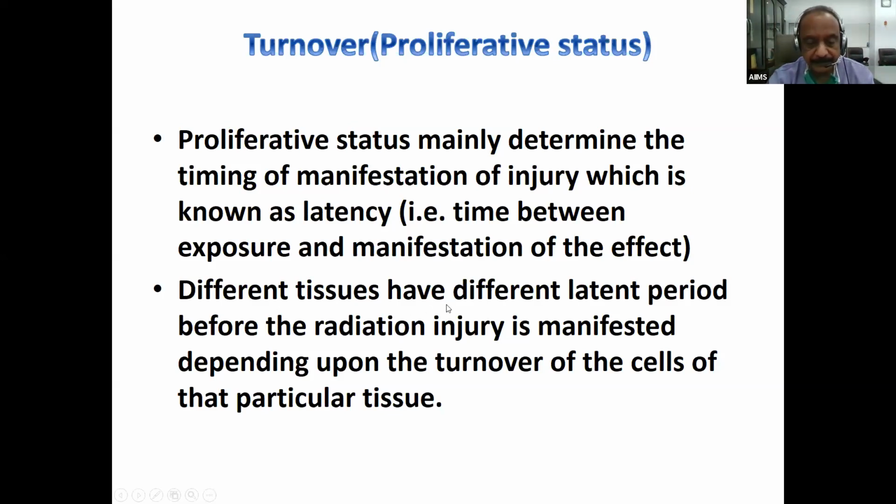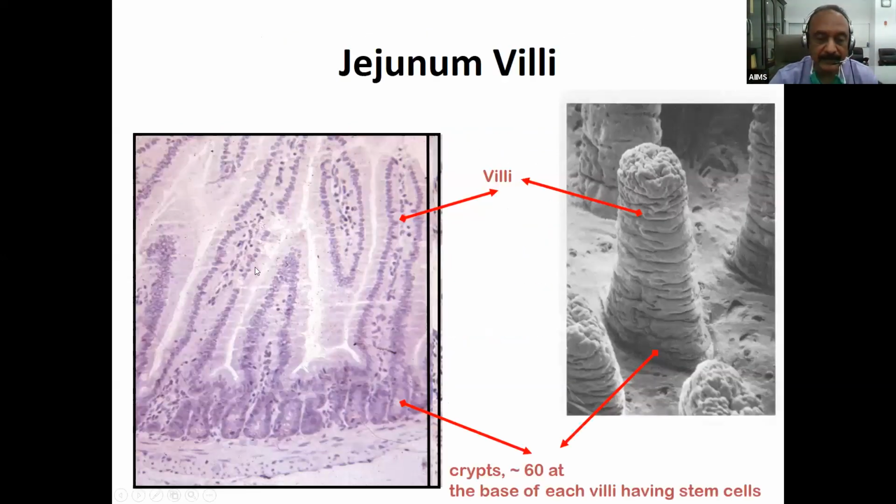We know that different tissues have different latent periods before the radiation injury is manifested, and it will depend upon the turnover or proliferative status of that particular tissue. So what is that exactly? Now try to understand. I have taken the example of jejunum villi. Just concentrate on your screen again.